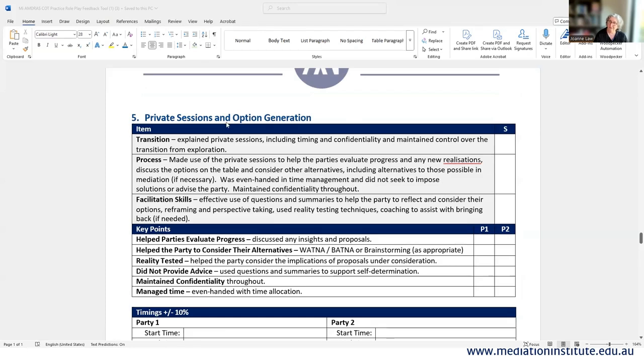And you see we're calling it private sessions and option generation because you might be generating options here, particularly if they were stuck in the earlier sessions and you've had to remind them, if it's a workplace one, if you don't get this sorted, generally, if a workplace has invested money in people coming to mediation, it's pretty important that the issues get resolved. So I'm not sure what will happen in your workplace if the two of you can't work together. So what are some options that you might be able to bring back?